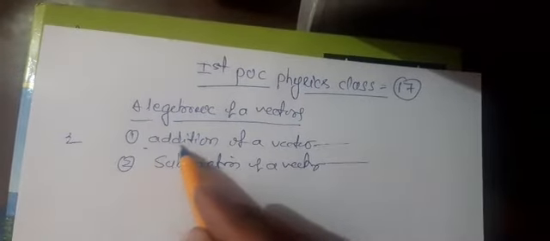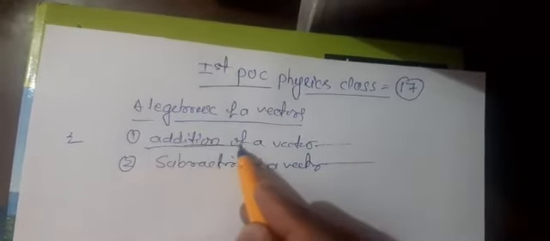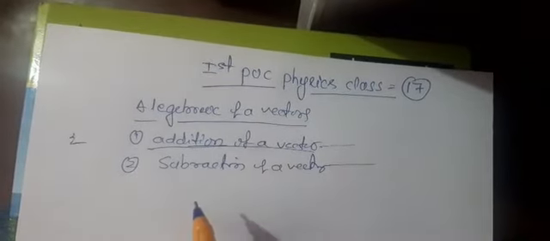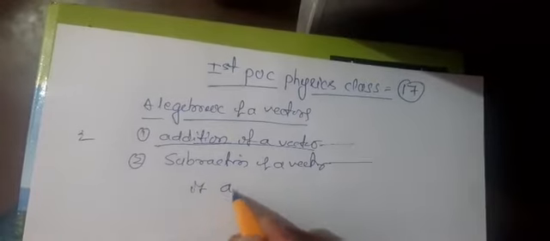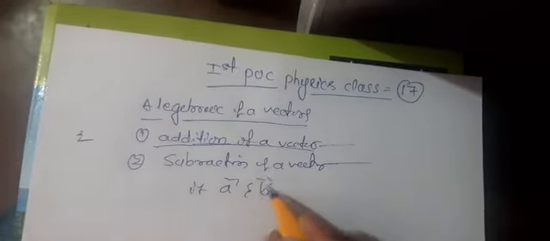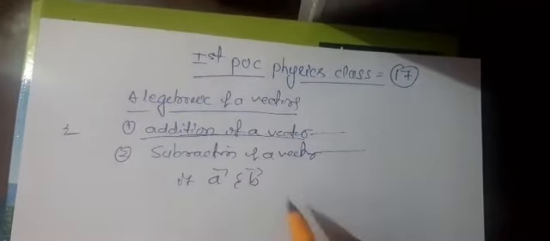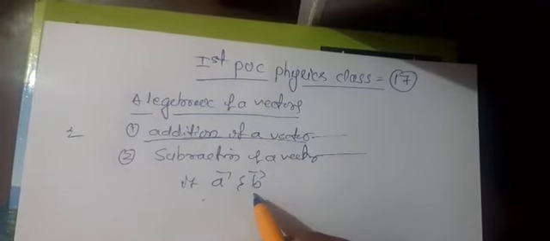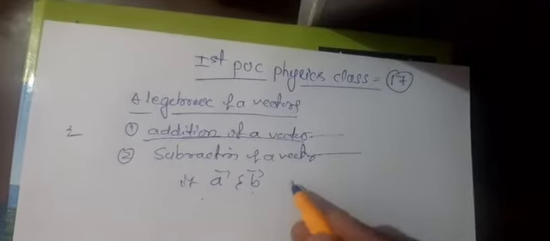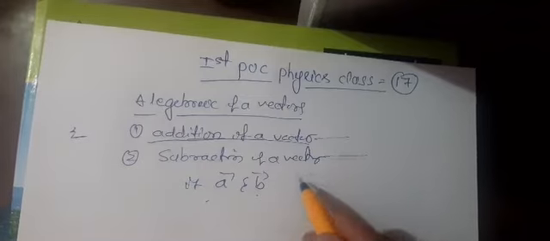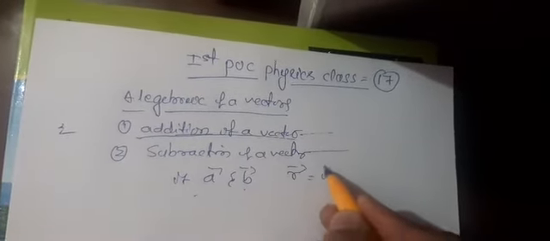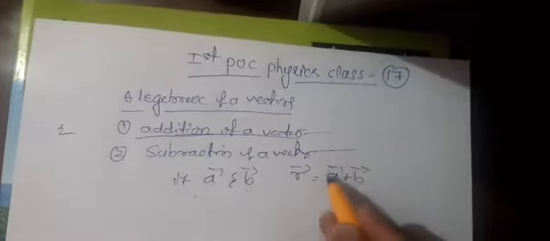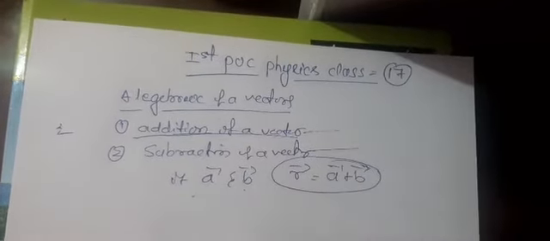The first is addition of a vector. What is the meaning of addition of a vector? The addition of a vector is defined as follows: if vector A and vector B are two vectors, the sum of the two vectors is defined as vector R equals vector A plus vector B. That is the addition of a vector.